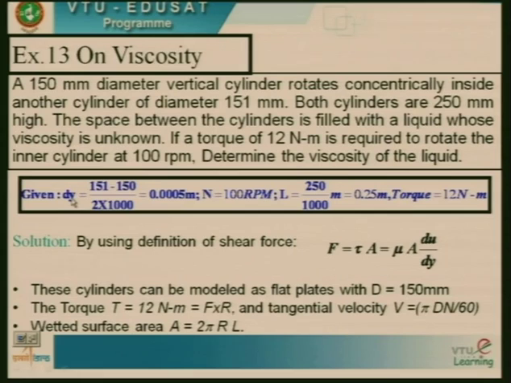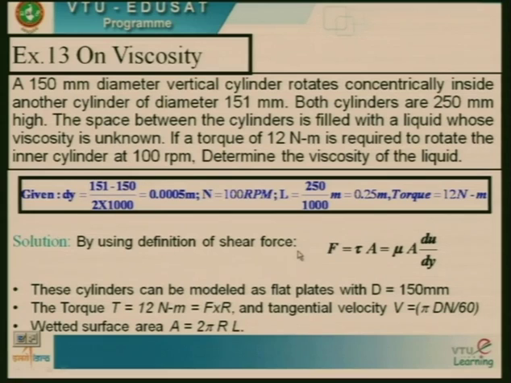As I said, the gap will be (151 minus 150) by 2, divided by 1000. I will show the diagram. The RPM is given as 100. The length of the cylinder is 250 mm, I will divide by 1000. Torque is 12 Newton meter.